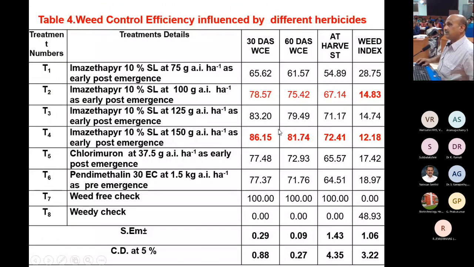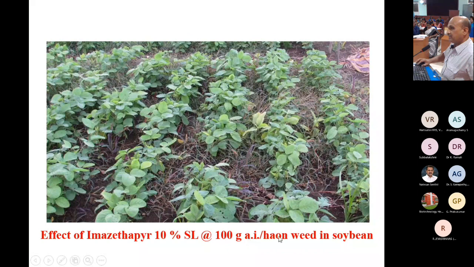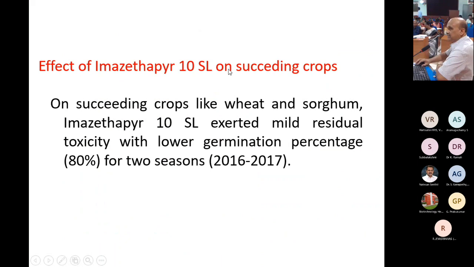In this table you can see higher weed control efficiency observed with higher concentration of imazethapyr, but with a residual phytotoxic effect on the crop itself. So here you can see the picture. Imazethapyr at 100 gram per hectare in soybean, applied at 25 days old. You can see the drying of leaves, but when the concentration increased to 150, there was phytotoxicity to the crop itself.